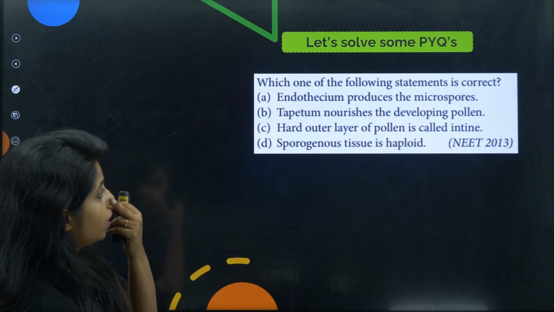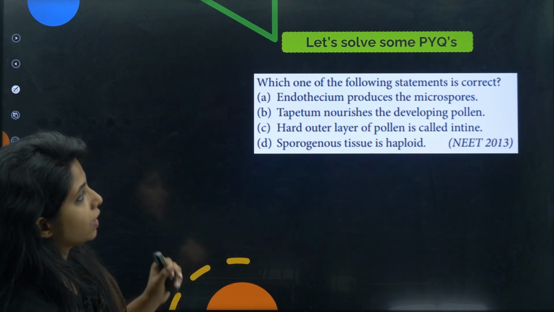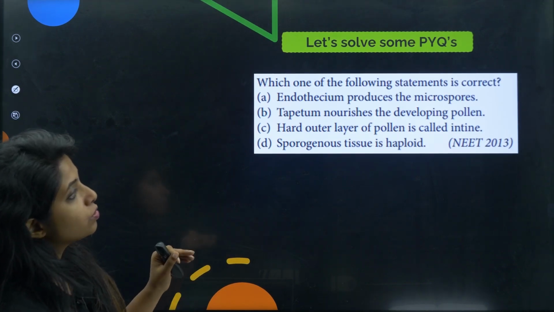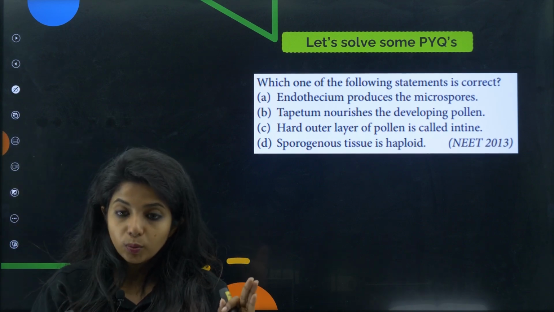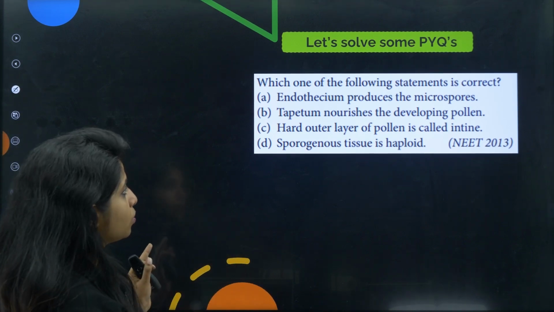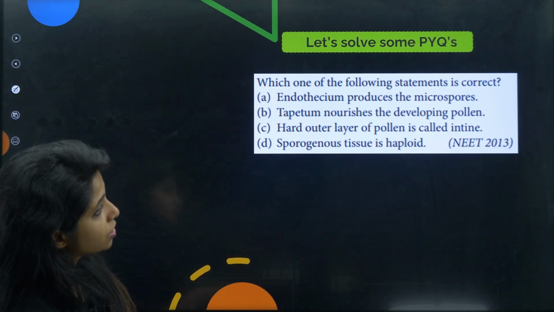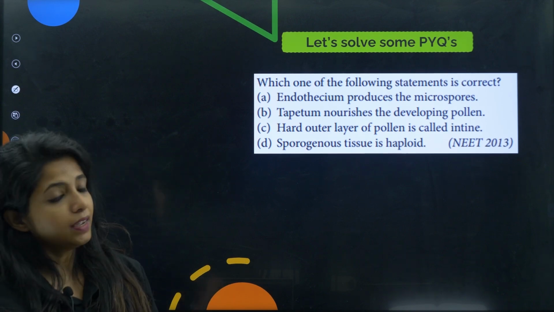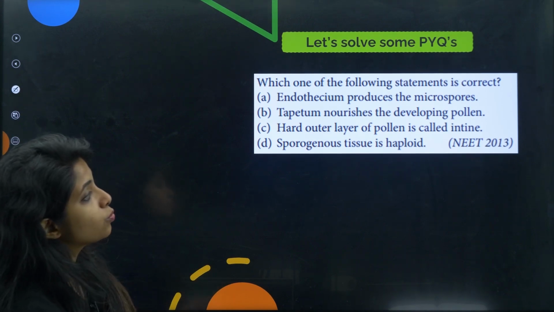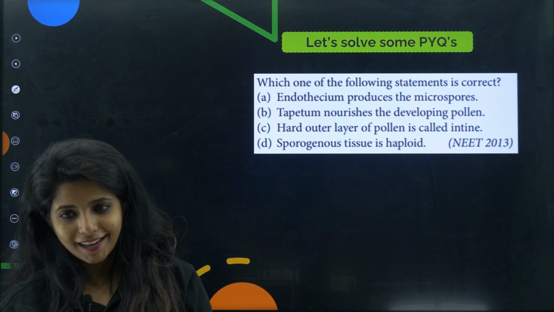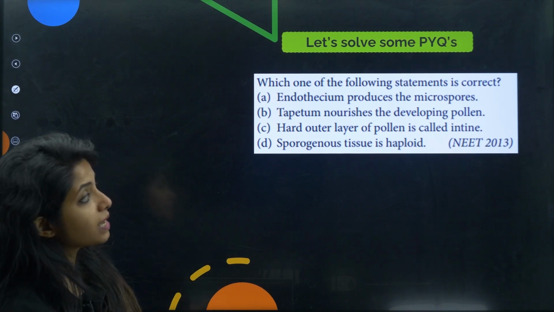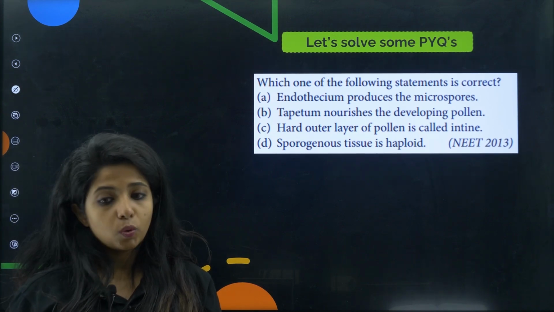See, this is how a question is framed. Which one of the following statements is correct? Endothecium produces the microspore. Endothecium was the one that covers; it is not producing the microspore. Tapetum nourishes the developing pollen. Hard outer layer of the pollen is known as intine. I think it's known as exine. Right? Sporogenous tissue is haploid. Can it be haploid? No, it is what?